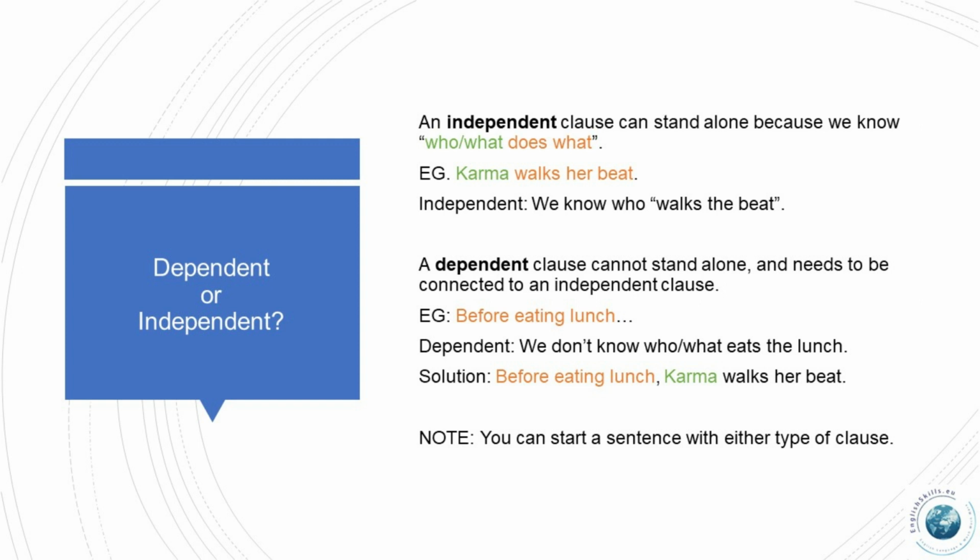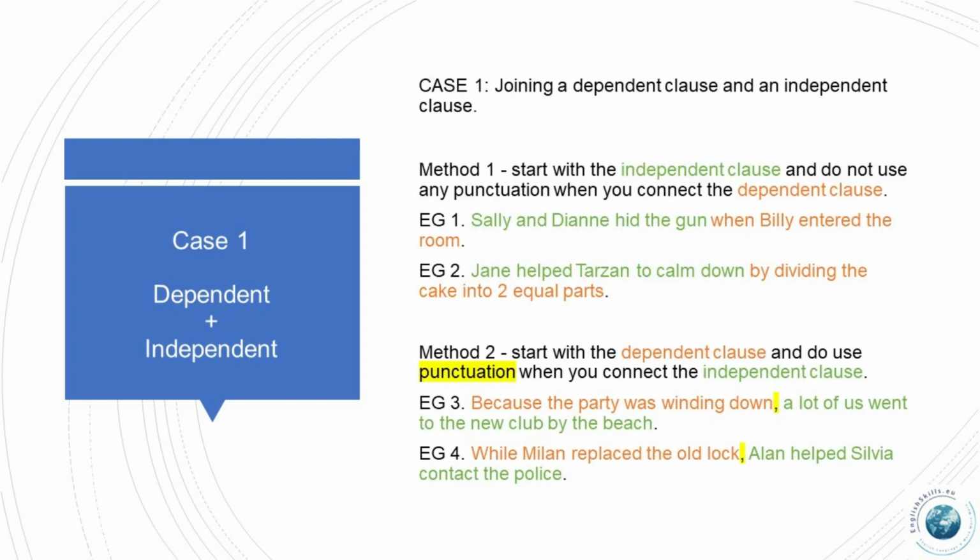Here's a solution that would work: before eating lunch, comma. In other words, this was actually a modifying clause. It actually told us when something happened in terms of a context. Rest of it, Karma walks her beat. So there we go. The full idea is before eating her lunch, so in other words, she hasn't eaten lunch yet. We then have the independent idea, Karma walks her beat. But let's go for this. Case 1, we're going to look at a dependent plus independent clause.